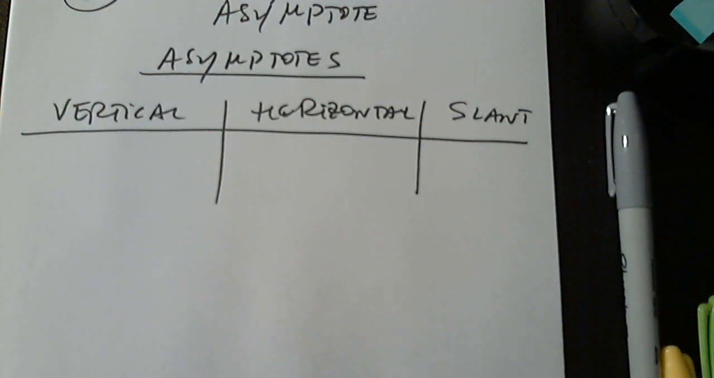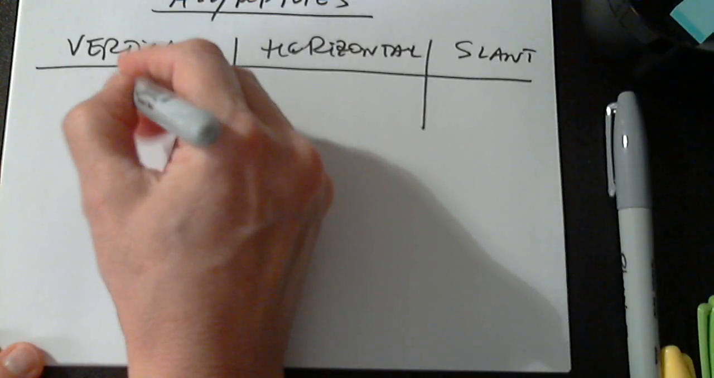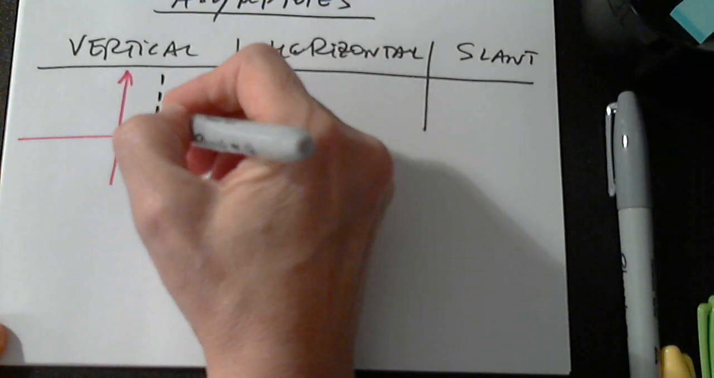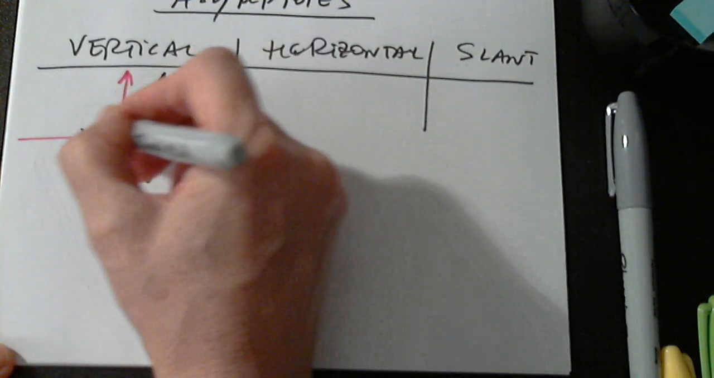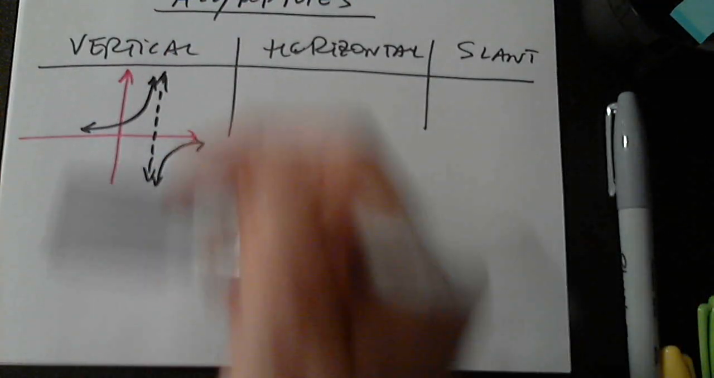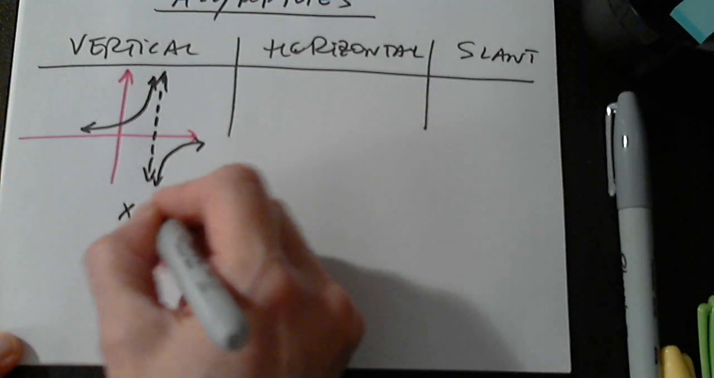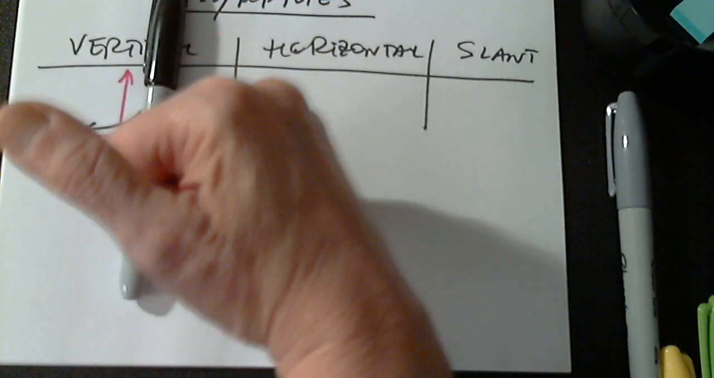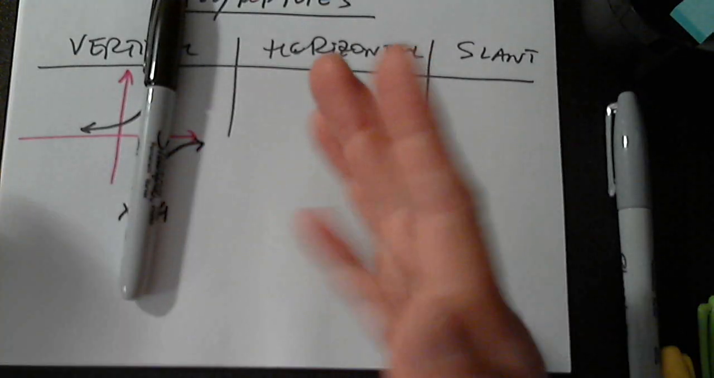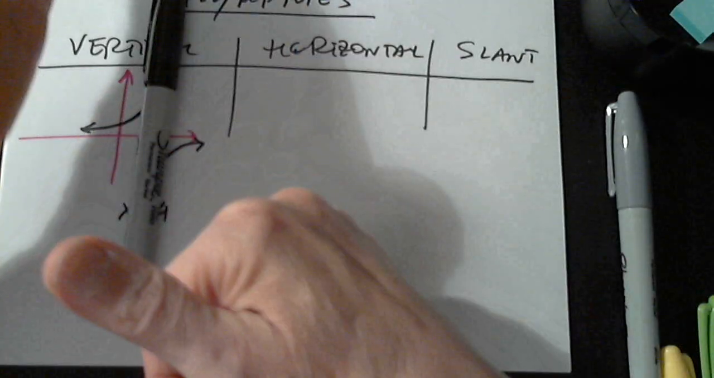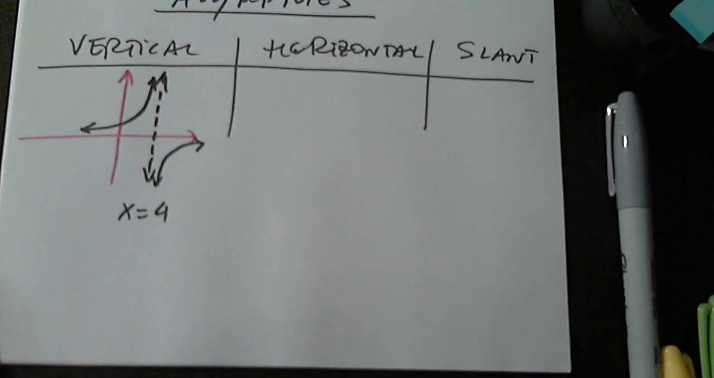A vertical, we've seen it with domain and everything. So here's a vertical asymptote. A vertical line where the function is undefined. This is the vertical asymptote. I'm going to put a number in there, x equals 4. It's a vertical asymptote because the function goes to infinity, negative infinity. There are 3 options. Both sides positive, both sides negative, and so this is a vertical asymptote.